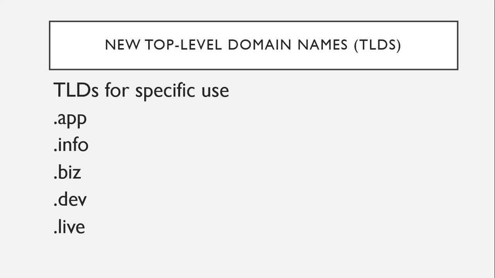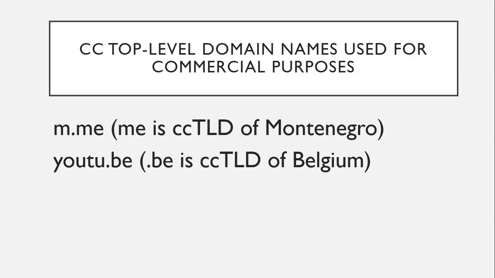So these are the top level domain names that were recently created by IANA. App for applications. So if you are developing an app, if you have a working application, you can use a domain .app. .info for websites that are information related. .biz for business, dev for development, and live for live stream. But there are many other top level domains that you can use depending upon your purpose.